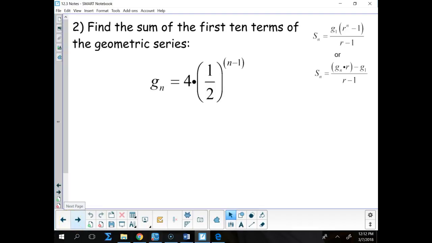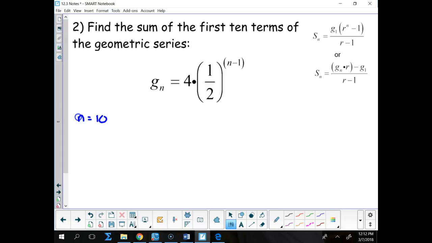In terms of the rule, this is the same as yesterday's problem. But in terms of the problem, it's different. How many terms do we have to get in this one? 10. Yesterday we only had the first 6. Today we have the first 10. So that tells me that n is equal to 10.